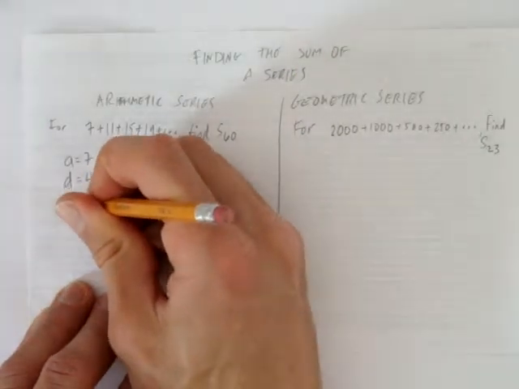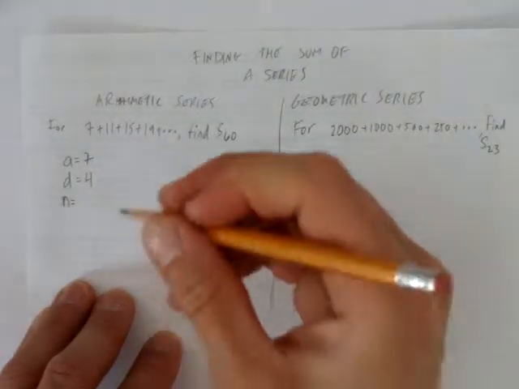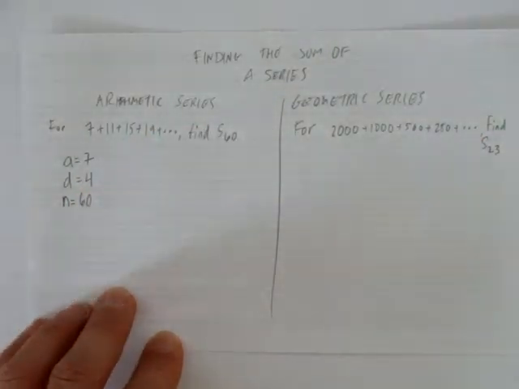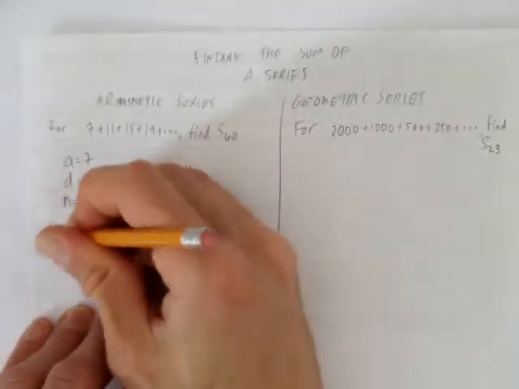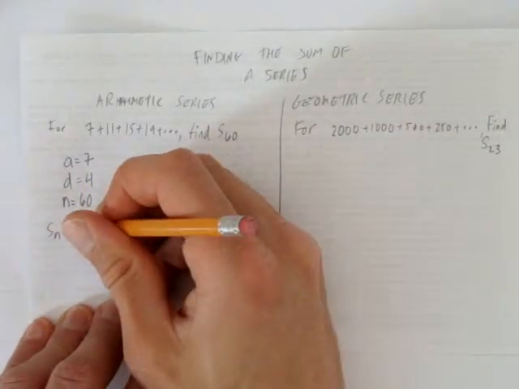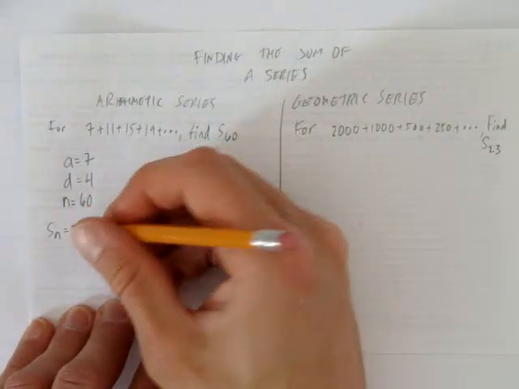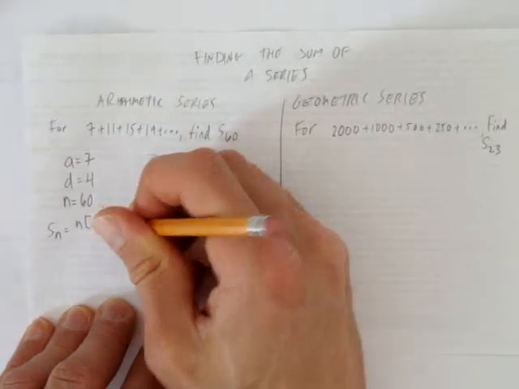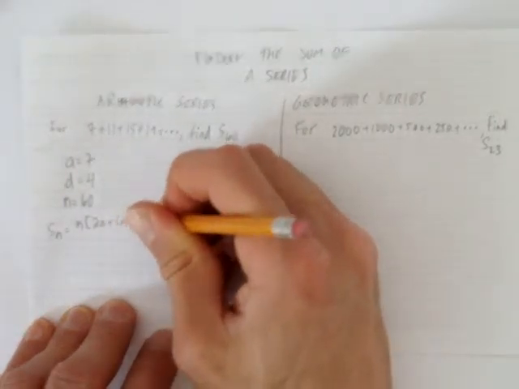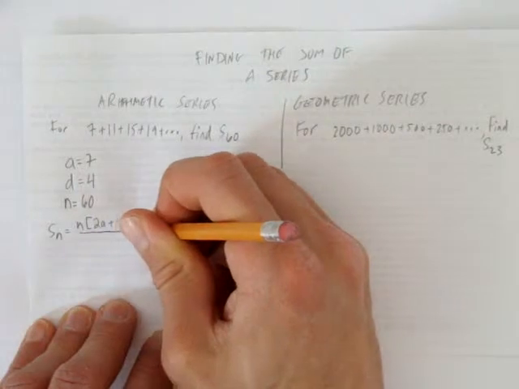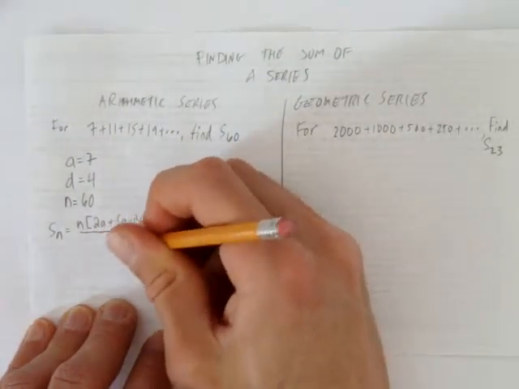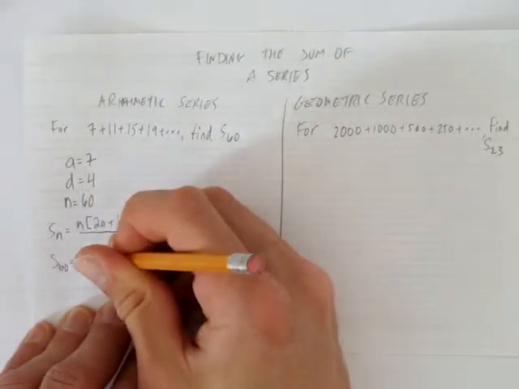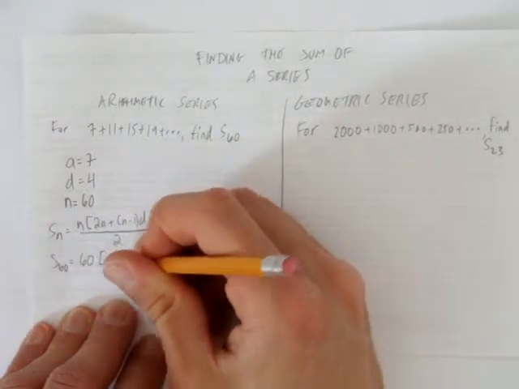The other thing we need to know to actually get started with the formula is what the n is. In this case, we're looking for the sum of the first 60 terms. So the formula is: the sum of an arithmetic series is n times 2a plus n minus 1 times d, all over 2. So we're looking for the sum of the first 60 things, and as I said, n equals 60.